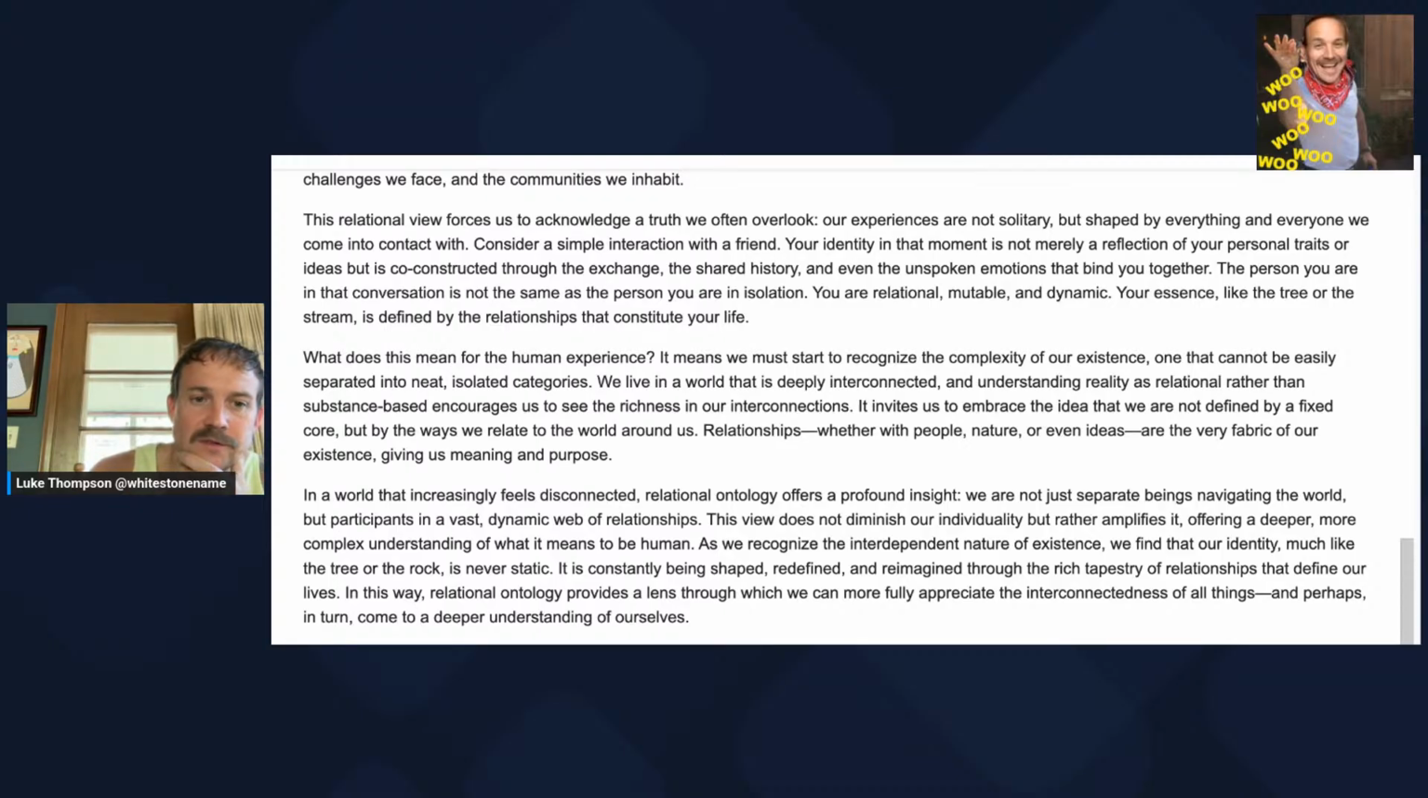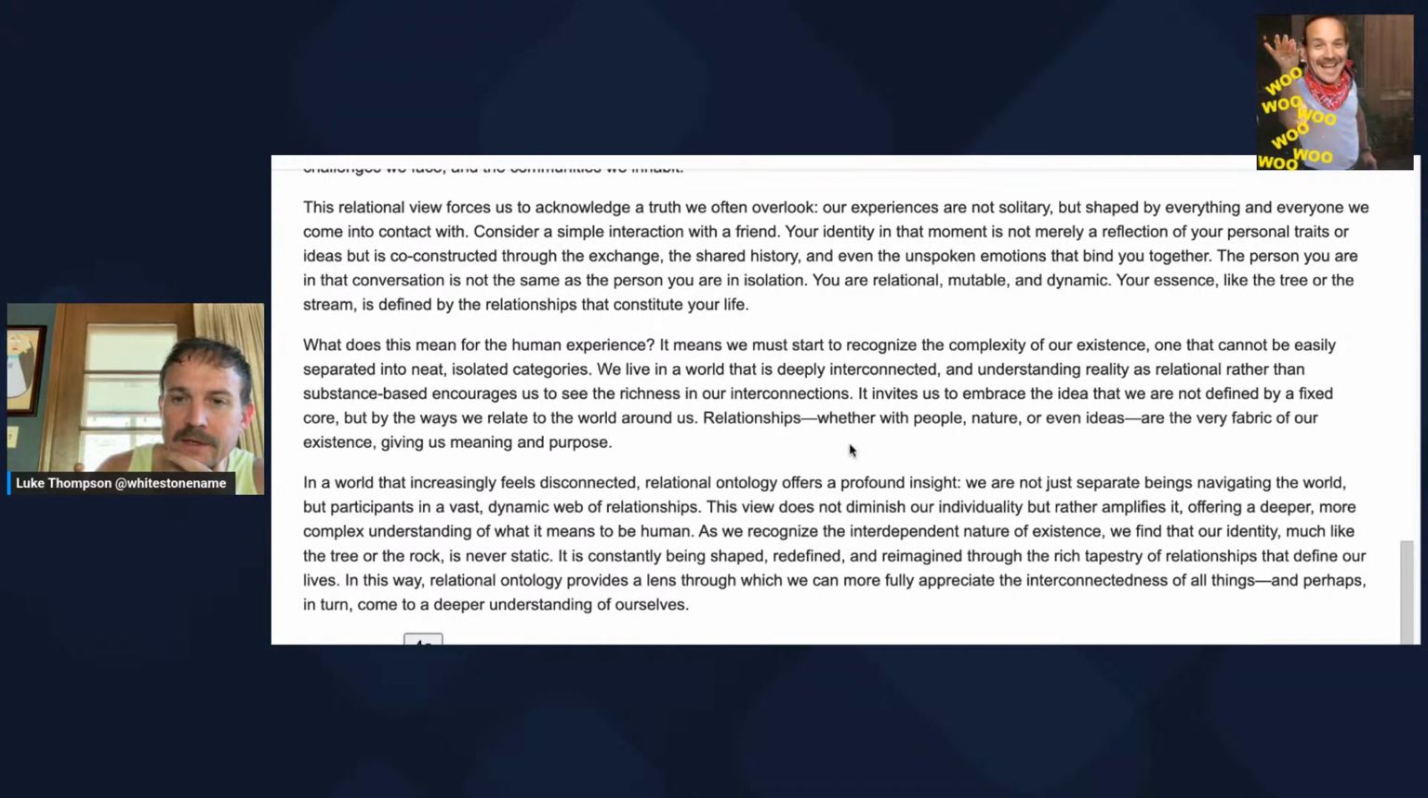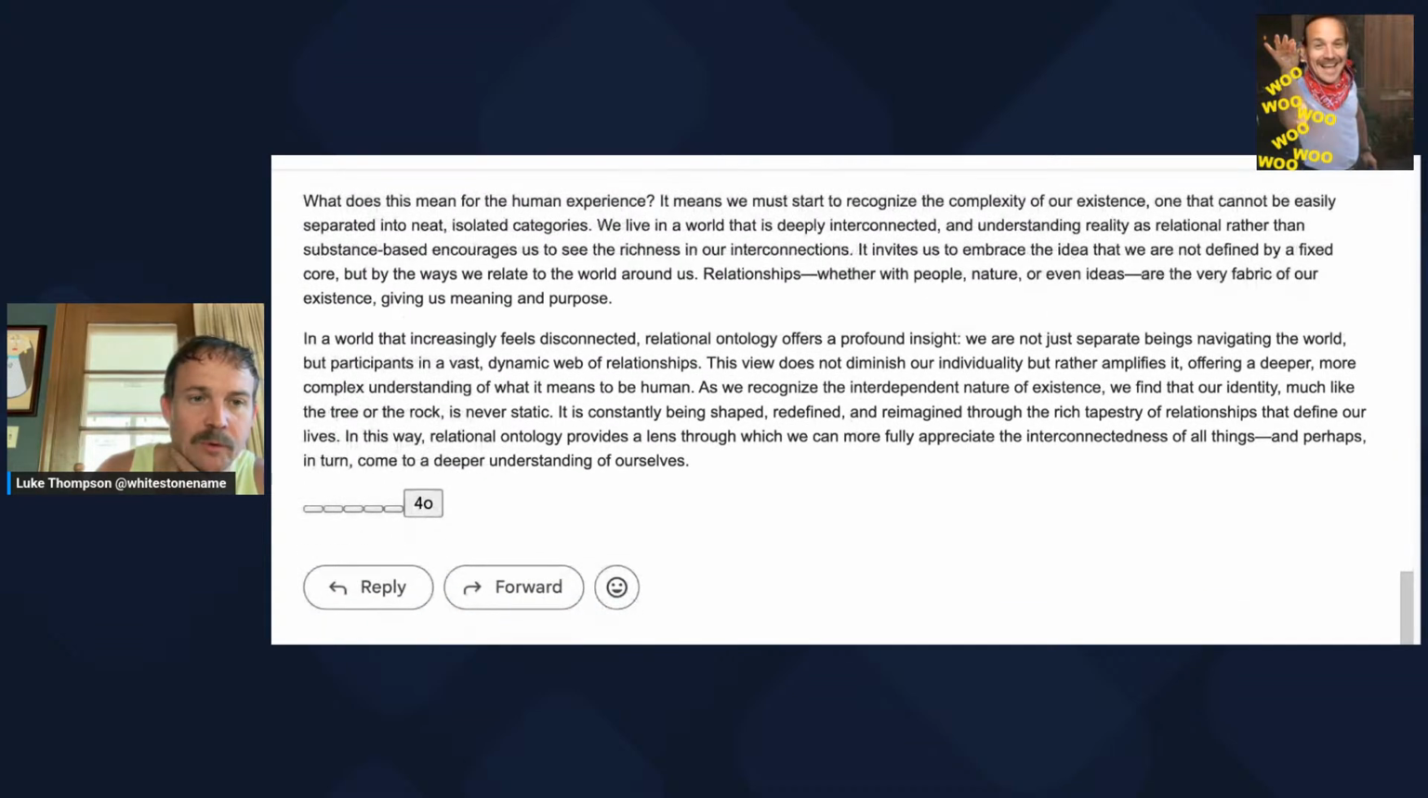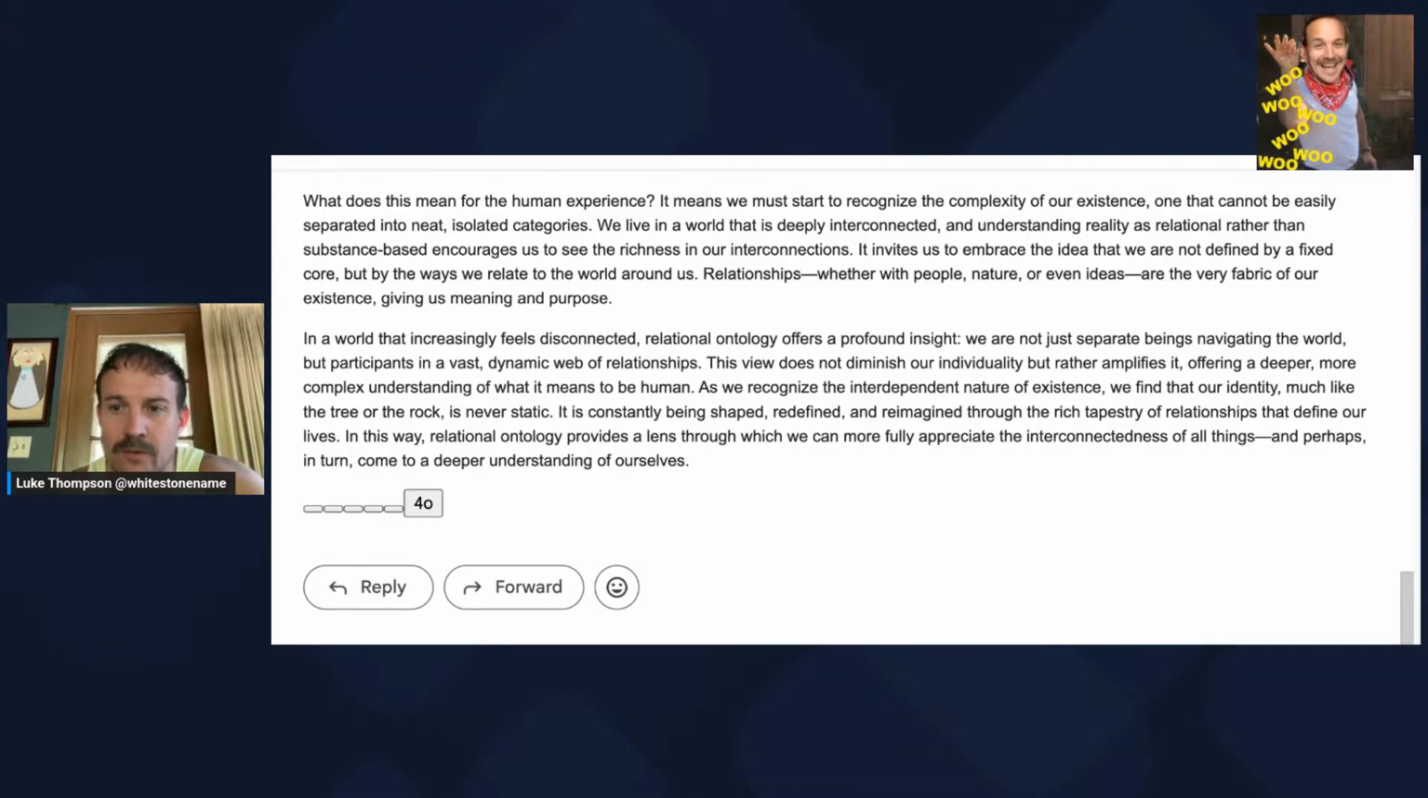In a world that increasingly feels disconnected, relational ontology offers a profound insight. We are not just separate beings navigating the world, but participants in a vast, dynamic web of relationships. This view does not diminish our individuality, but rather amplifies it, offering a deeper, more complex understanding of what it means to be human. As we recognize the interdependent nature of existence, we find that our identity, much like the tree or the rock, is never static. It is constantly being shaped, defined, and reimagined through the rich tapestry of relationships that define our lives. In this way, relational ontology provides a lens through which we can more fully appreciate the interconnectedness of all things, and perhaps, in turn, come to a deeper understanding of ourselves.